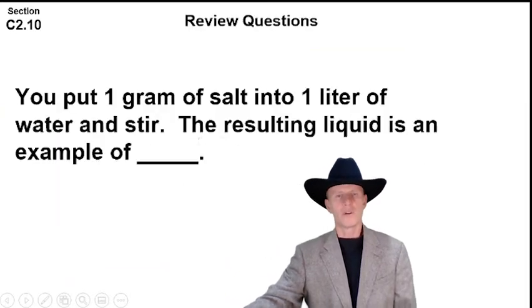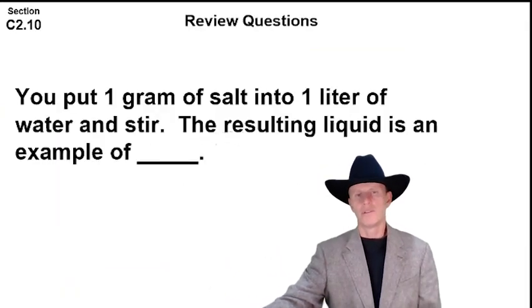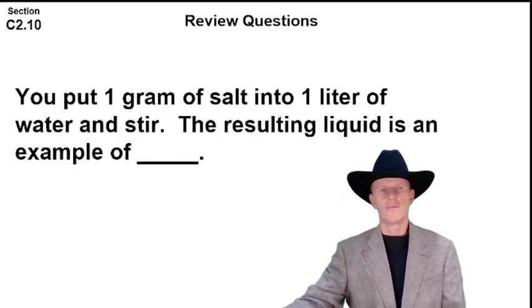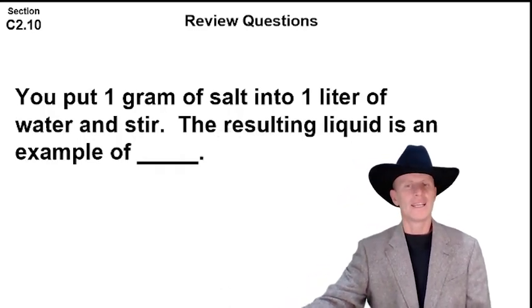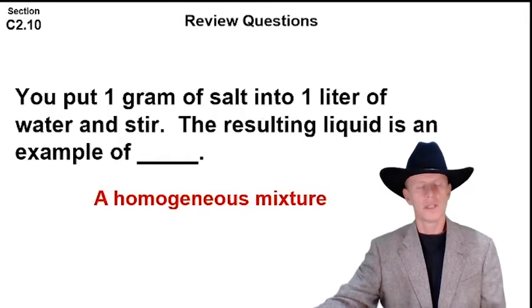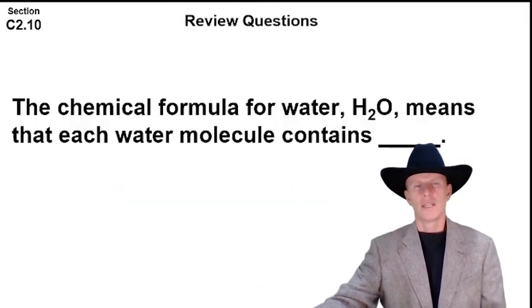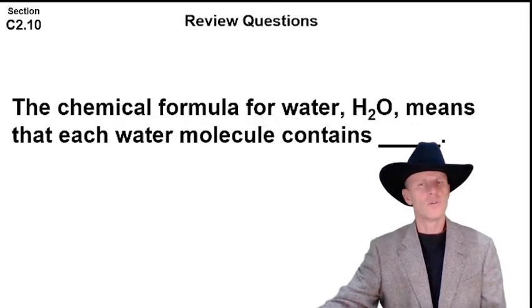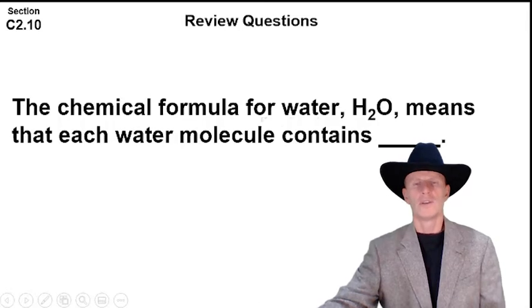So a couple review questions. If you put a gram of salt into a liter of water and stir, the resulting liquid is an example of a homogeneous mixture. The chemical formula for water, H2O, means that each water molecule contains, look at the subscripts, the 2 means there's 2 H's. Nothing there means 1 O. So we have 2 hydrogens and 1 oxygen.